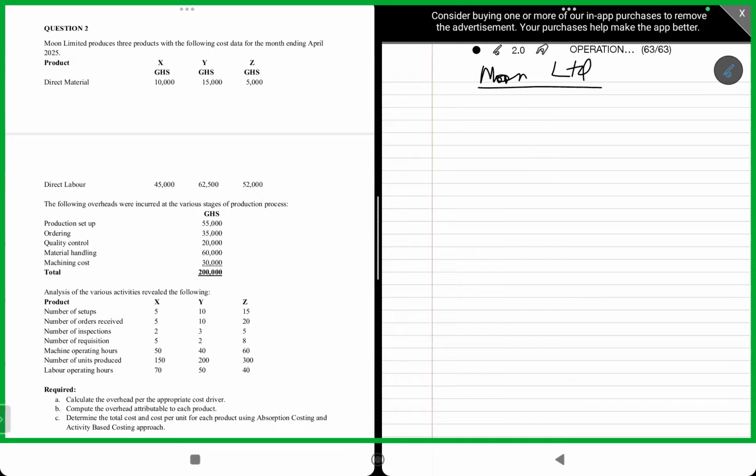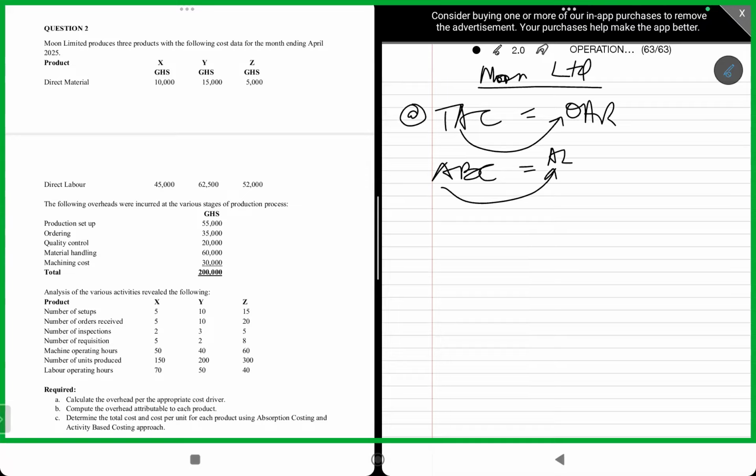Now, as I said earlier, when we say traditional absorption costing, the name absorption goes with OAR. When we say activity-based costing, that's what you use to remember. Activity-based costing. Activity goes with what? Activity level. It also goes with the name cost driver. It also goes with the name basis of apportionment.